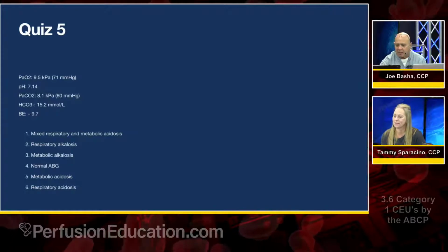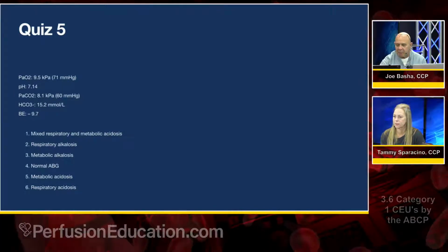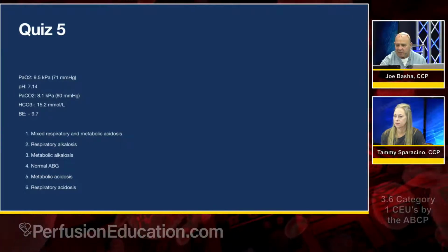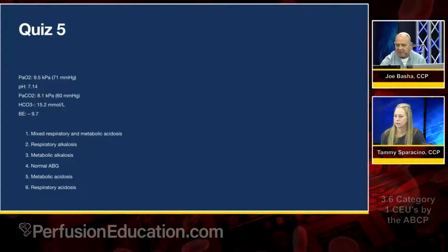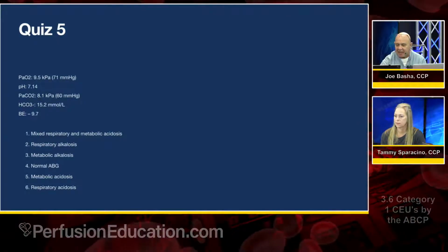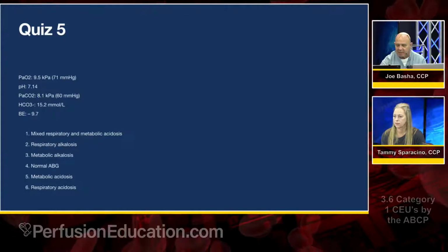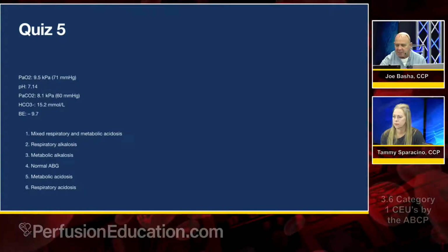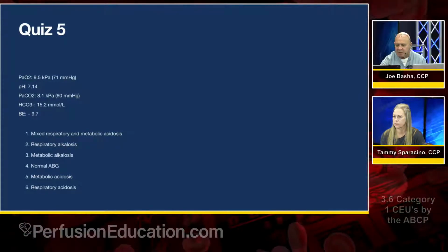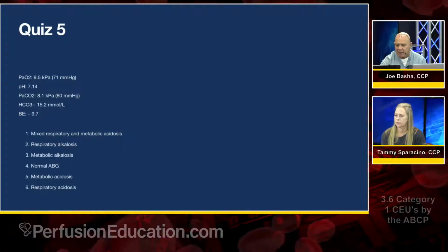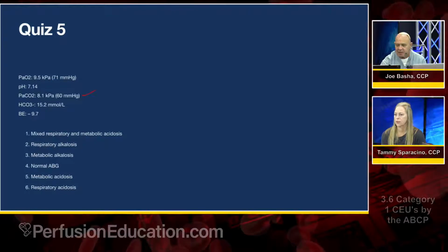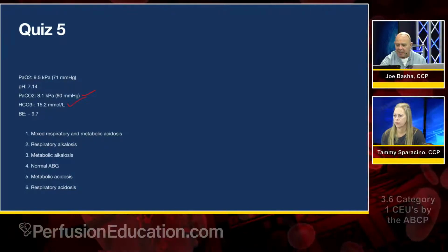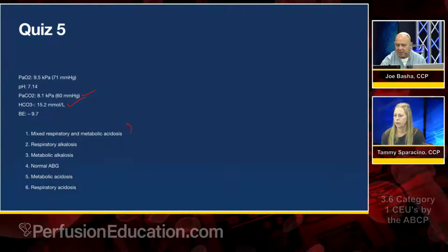Okay. PO2 is 71. pH is 7.14. PCO2 is 60. Bicarb is 15. Base is -9. That's what you would expect, right? So what is our problem here? Do we have mixed respiratory and metabolic acidosis? Well, we have a respiratory acidosis. Yep. And we have a metabolic acidosis for sure. So this is a possible.